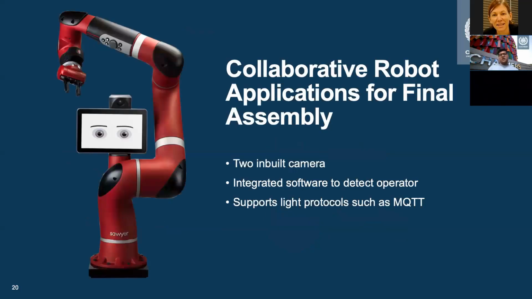Now, coming back to our lab, we have used Sawyer to test our collaborative application, and we chose this because it has two inbuilt cameras, one to detect the part and product, and the other can monitor the operator. So the robot comes with the inbuilt functionality to reduce the process speed when the operator is nearby, and pick it up again when the operator moves away. So the safety feature is already included in the system here.